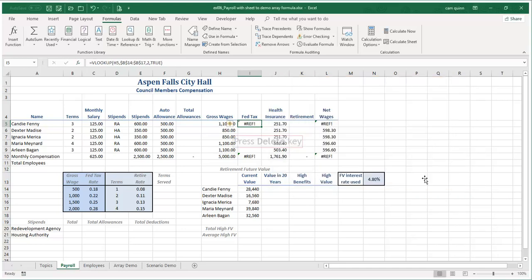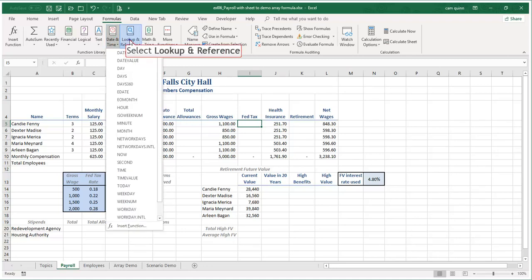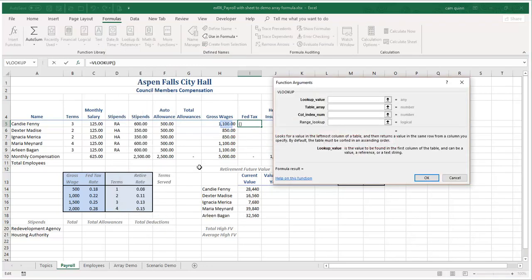All right, start over again. So Lookup and Reference, VLOOKUP. What am I looking up? I'm looking up this. Where am I looking it up? I'm looking it up here. F4 to make it absolute. Column index, I want to return column 2, and I want that to be true.